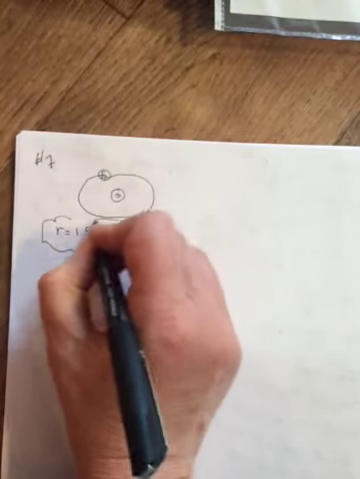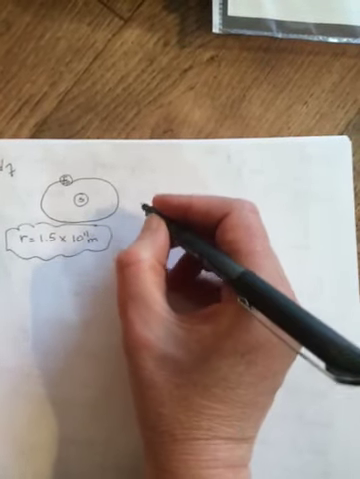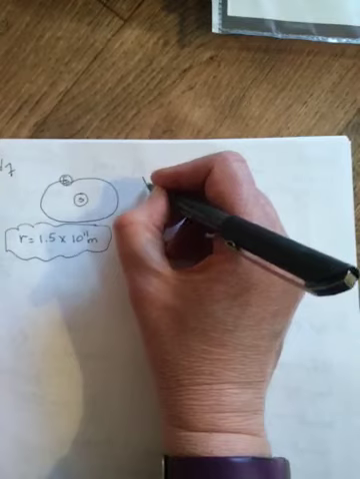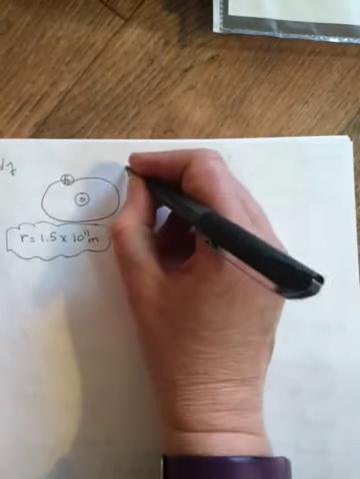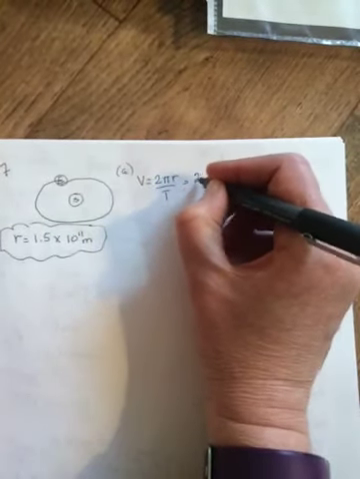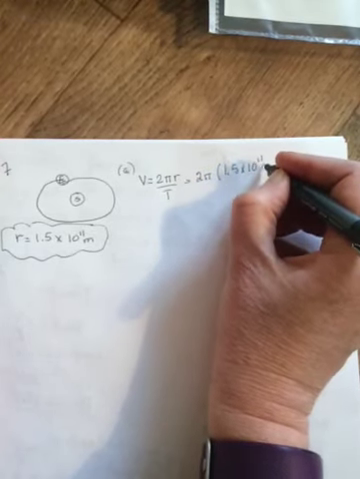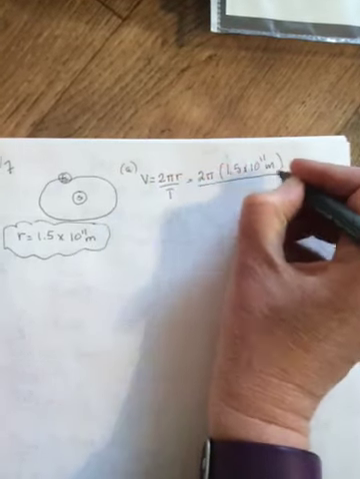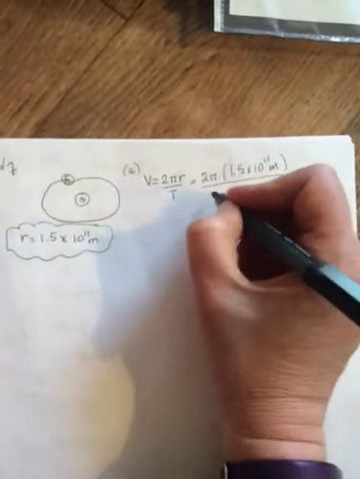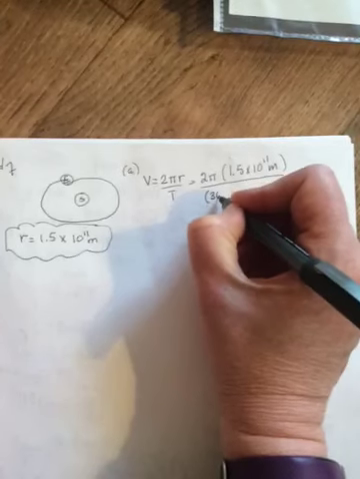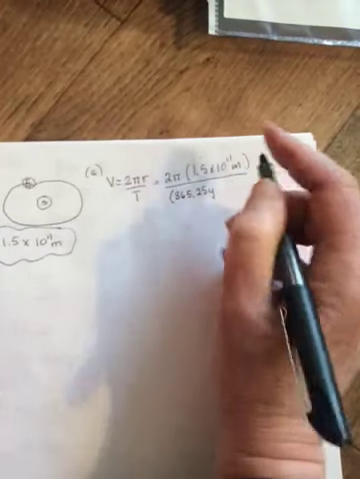Okay, and then it says find the orbital speed. So we know that v equals 2 pi r over t. So 2 pi times 1.5 times 10 to the 11th meters, and t, the period, the time it takes to go around, I actually put in brackets for you in case. So it's 365.25 days, and I put it there because lots of people leave off the .25.